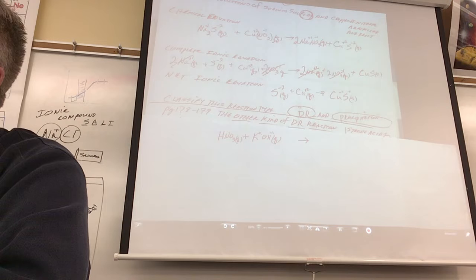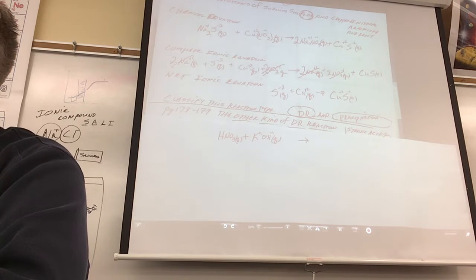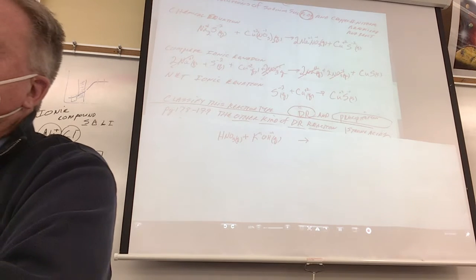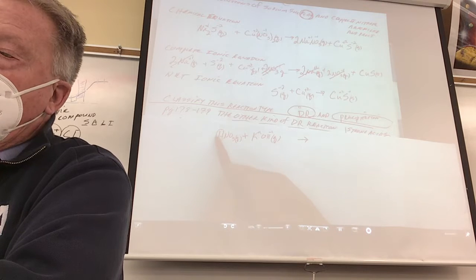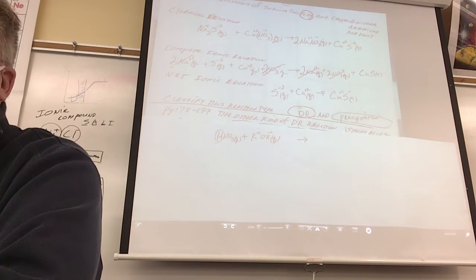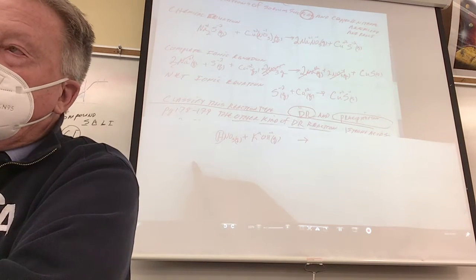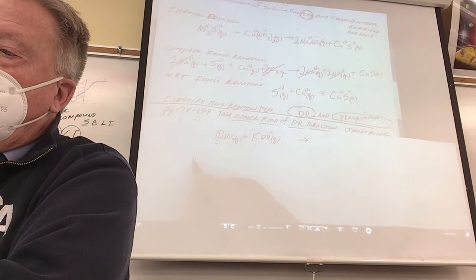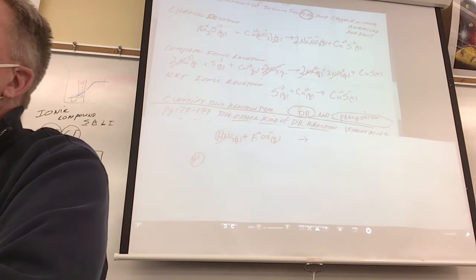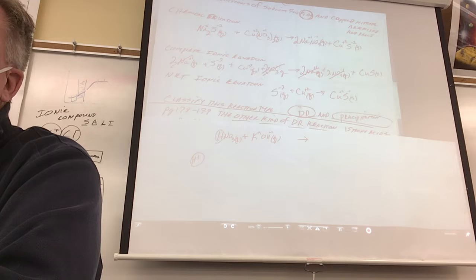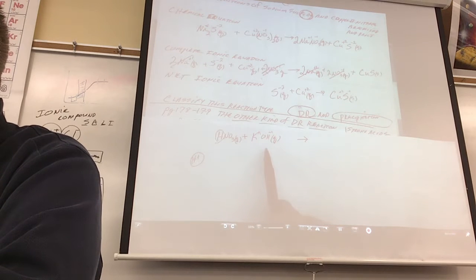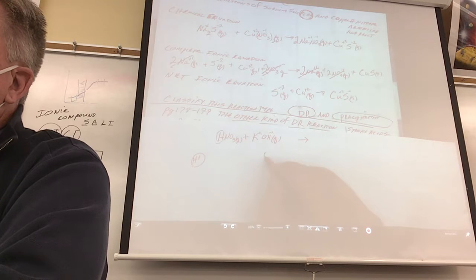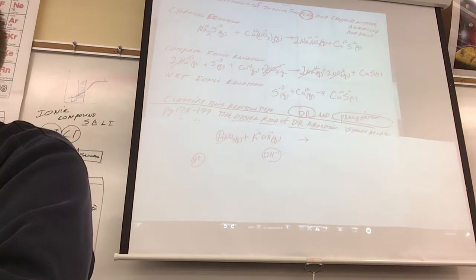Even acids are named differently, aren't they? Because who's the star of the show? This guy, H. And when you put this in water, what's it going to break up into? Hydrogen ions, and that's what makes it an acid. And when you put this in water, what's going to happen? It's going to break up. You're going to get this ion, and that is what makes it a base.